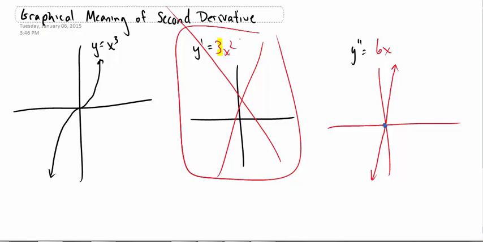Notice right here, that's where, I'm going to switch to my other notation, that's where f double prime is equal to 0. What does that correspond to on the graph of my original function? Well, that corresponds to a point of inflection.